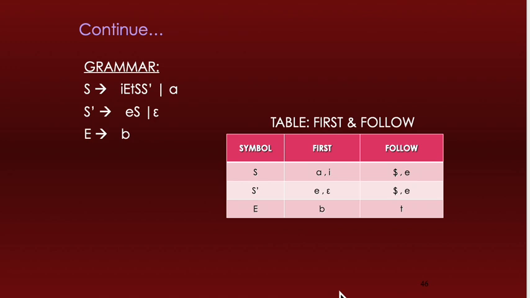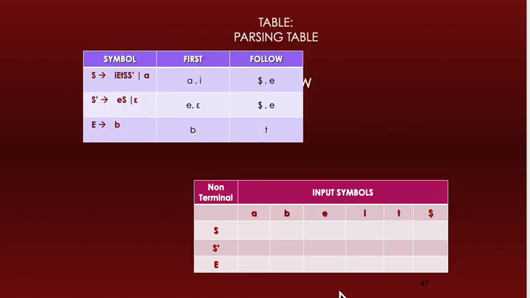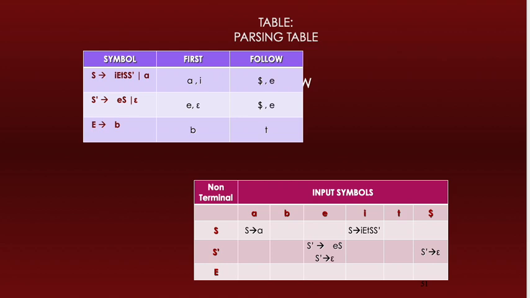Now let us take one more example. We have S gives iEtSS' | a. We have left factored and eliminated left recursion, and the next step is computing first and follow. After computing first and follow, we prepare the parse table for all the non-terminals. Now first of S is a, i. So under a and i we write the corresponding productions. First of S' is e and epsilon. So under e we write S' gives eS. Because of epsilon we use follow, which is e, dollar. So under e and dollar we write the corresponding production.